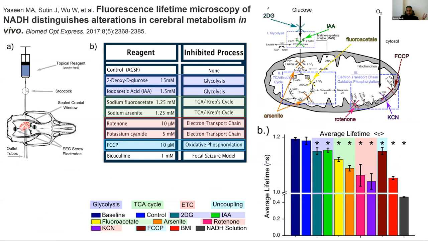Another quick example is looking at the same system. This is in the brain, where they have a way to continuously add gravity-fed topical reagent, where they are adding control, deoxyglucose, iodoacetic acid, which would inhibit glycolysis, fluoroacetate and arsenite salts of sodium, which would inhibit the TCA cycle, rotenone and potassium cyanide, which would inhibit the electron transport chain, FCCP, oxidative phosphorylation, and bicuculline, which is their focus, a seizure model, because that's what the paper is based on.